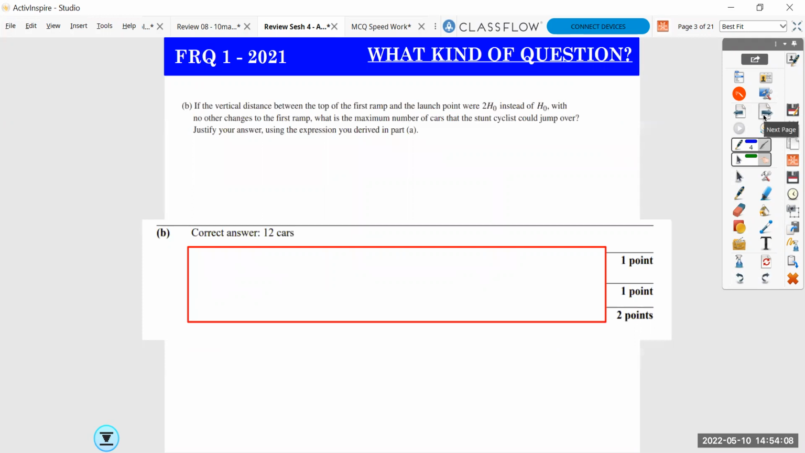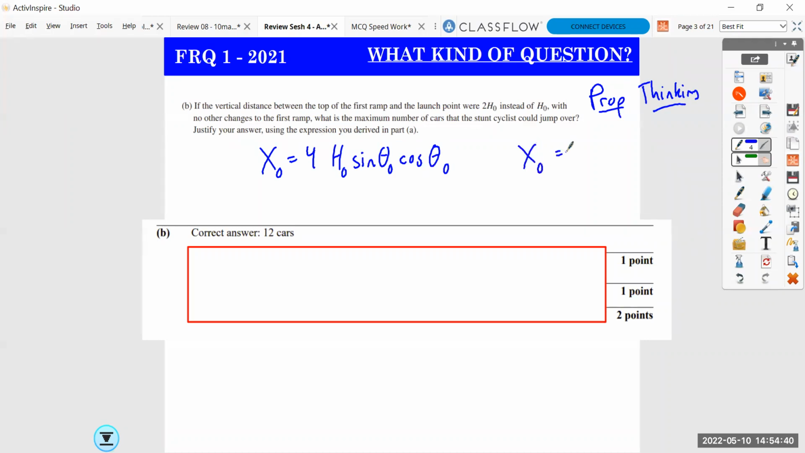Then we get what I like to think of as these proportional thinking questions, which is not asking you to actually do the calculation, but if I double this thing, what happens to this other thing? I cut this thing in half, what happens to this other thing? So it's asking us what happens if we double the launch height in this case? Well, if we look at our equation, sine theta 0, cosine theta 0, most of this stuff isn't changing. In fact, the only thing that's changing is x0. So there's a sense in which this is just x0 equals a bunch of stuff times h0.